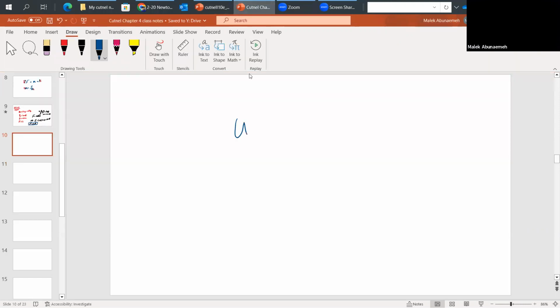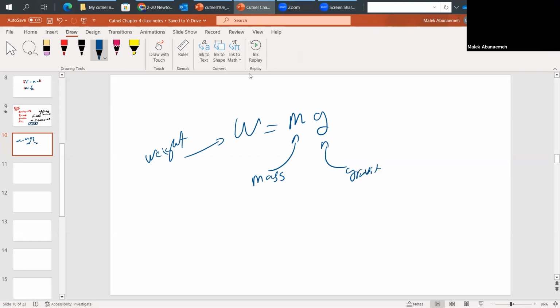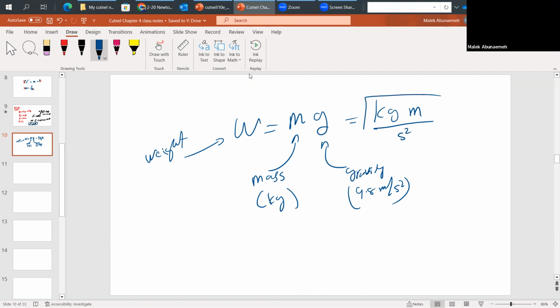Again, your weight is your mass times your gravity. The mass is in kilograms. Gravity is 9.8 meters per second square. So if you actually do the units, it'd be kilograms meters per second square, which, again, we define as the unit of a Newton. If we give it a big letter N.